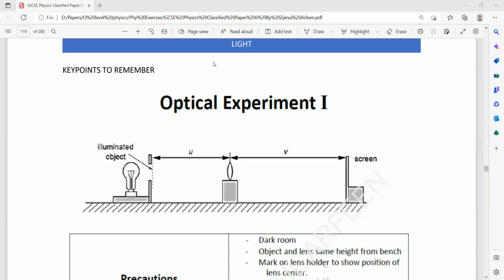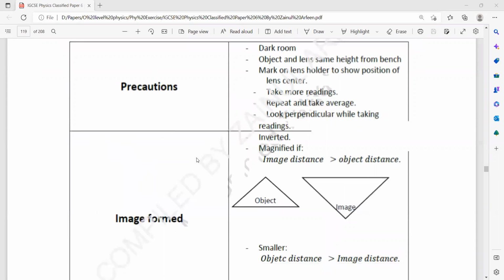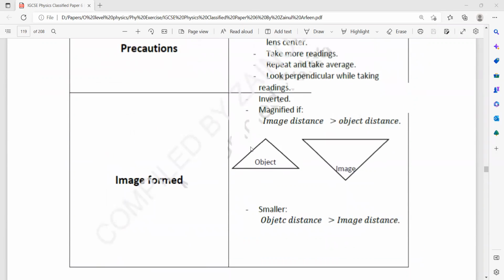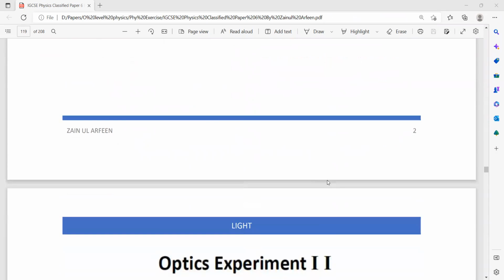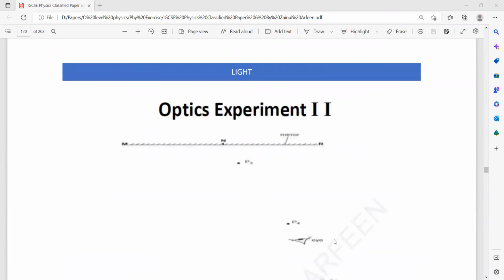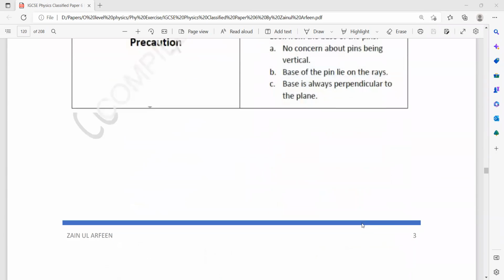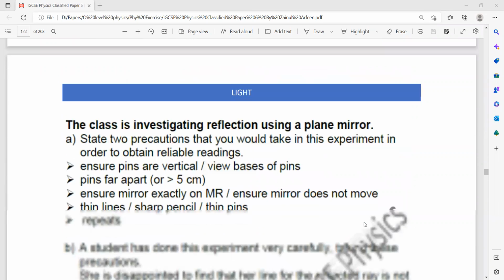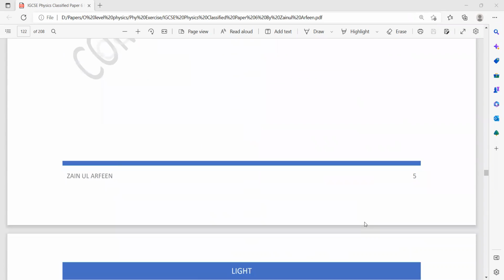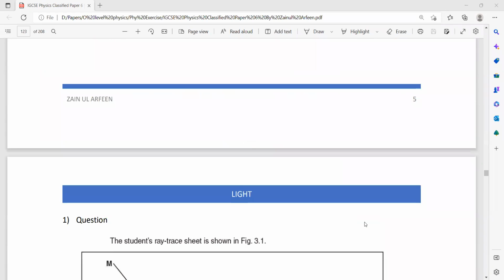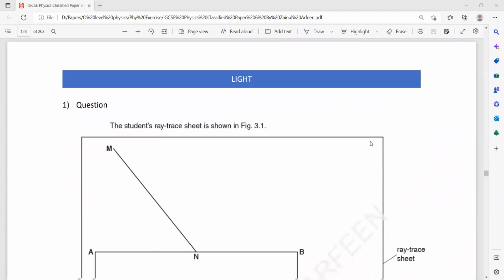So for the classified paper 6 topic light, you have to go through these points. About the lenses, we will discuss later. Today we did refraction of light through a prism and glass block, and that we'll do today, the questions related to that part. But there are lens questions as well that we will solve in the coming week.